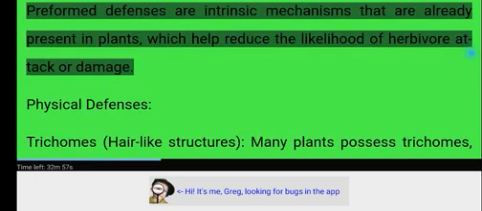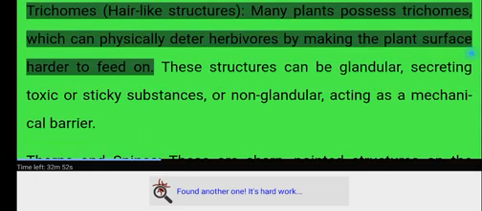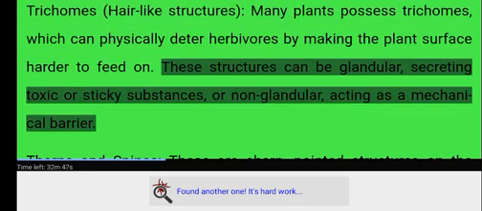Preformed defenses. Preformed defenses are intrinsic mechanisms that are already present in plants, which help reduce the likelihood of herbivore attack or damage. Physical defenses. Trichomes, hair-like structures. Many plants possess trichomes, which can physically deter herbivores by making the plant's surface harder to feed on. These structures can be glandular, secreting toxic or sticky substances, or non-glandular, acting as a mechanical barrier.